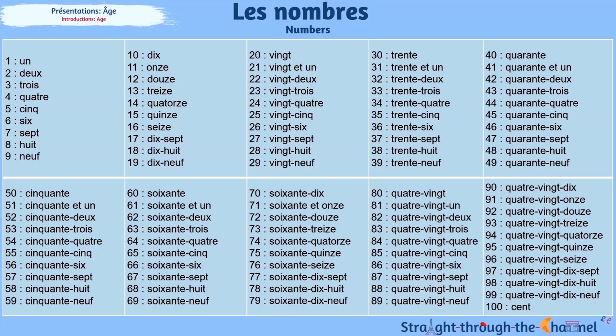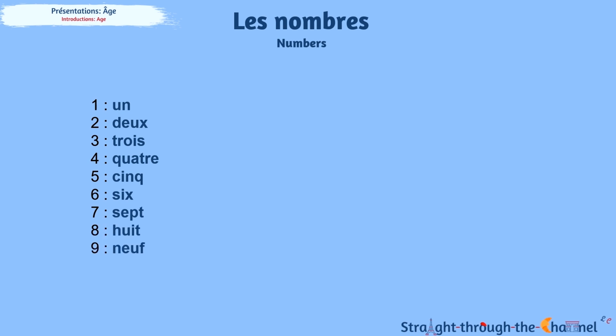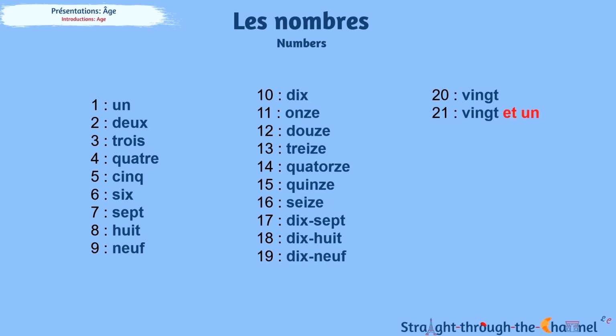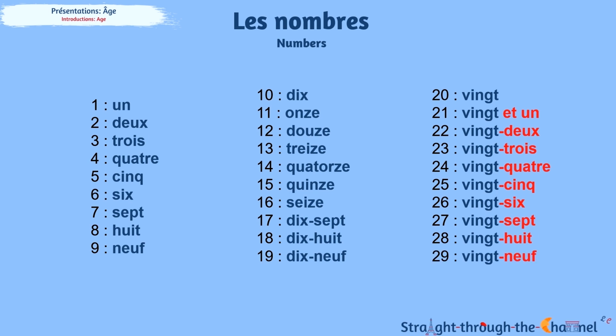And now for the numbers. 1, 2, 3, 4, 5, 6, 7, 8, 9, 10, 11, 12, 13, 14, 15, 16, 17, 18, 19, 20, 21, 22, 23, 24, 25, 26, 27, 28, 29.